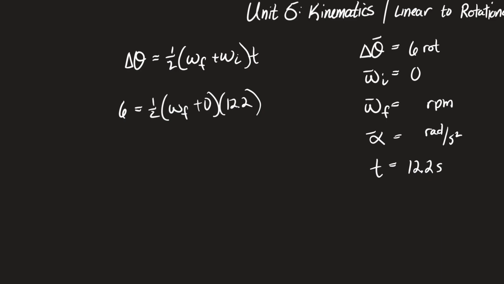Now, when I find the final velocity, it'll be 6 times 2 divided by 12.2. It'll give me that omega final is 0.9836, and this is rotations per second.